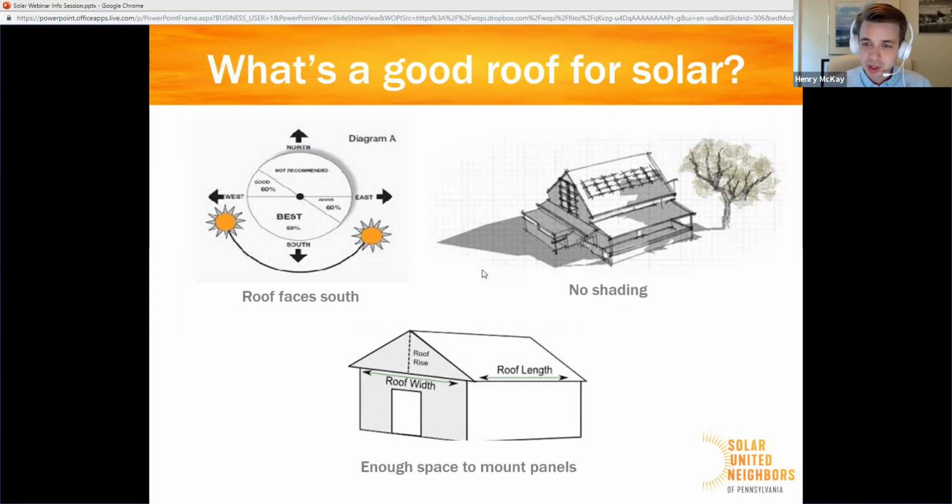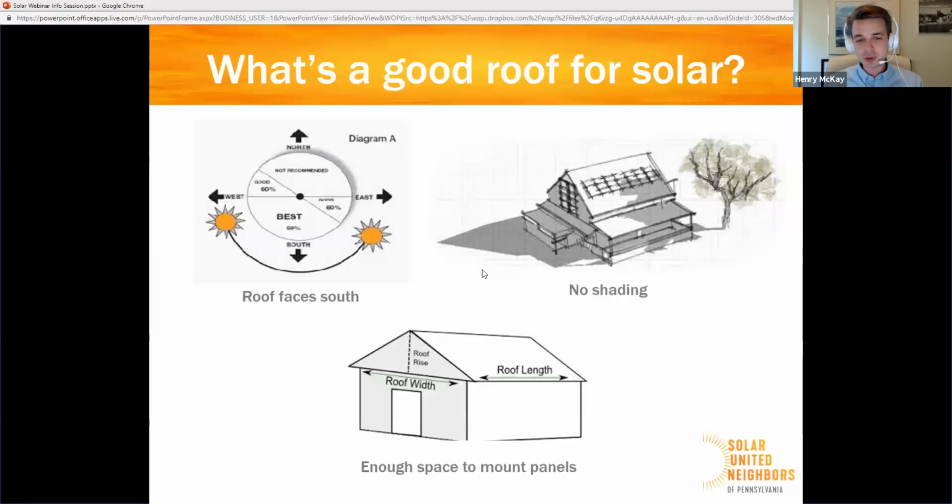You want to have no shading, or ideally no shading, but as little shading as possible, because if you're blocking the sun, you're blocking the electricity you can produce. And you want to have enough space, and the rule of thumb is at least 250 square feet of unbroken contiguous space on your roof or on the ground.